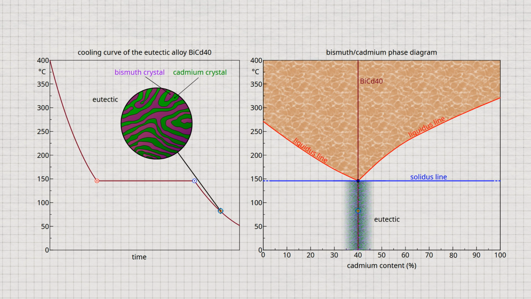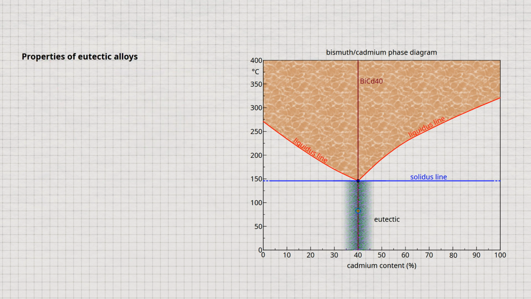Due to the very fine microstructure, eutectic alloys generally have very good strength and toughness values. This is because the movement of the dislocations is hindered by the fine lamellar structure. The lamellae act as obstacles for the dislocation movement. In addition, eutectic alloys have the lowest melting point of the entire alloy system. This makes them ideal for casting or soldering. After all, the lower the processing temperature of a casting material, the lower the demands on the mold.